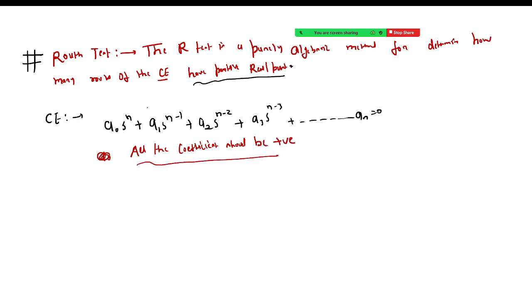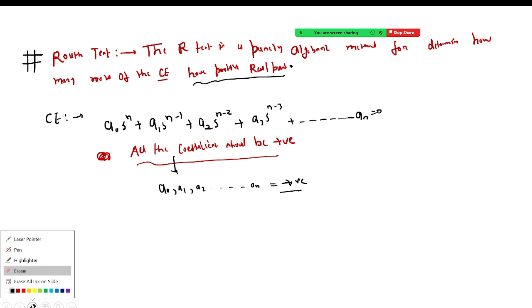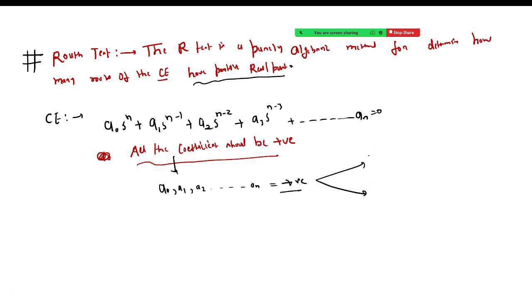What Routh criteria says: if all the coefficients, and what are all the coefficients? Coefficients are your a naught, a1, a2, so and so forth, an. All these should be positive. If all these things are positive, then the system may be stable or may not be stable.